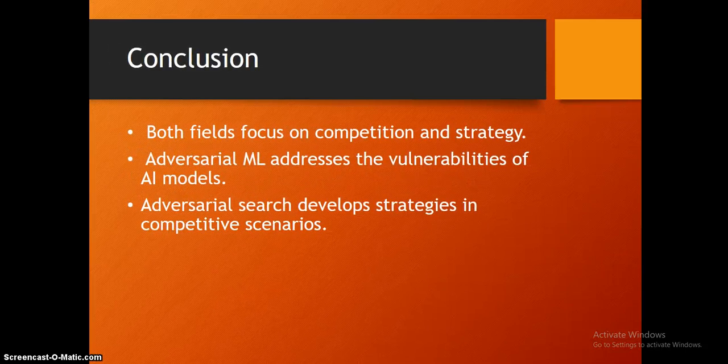In conclusion, adversarial machine learning and adversarial search both focus on strategies to deceive an opponent. Adversarial machine learning deals with protecting AI models from deceptive inputs, while adversarial search is about winning in competitive environments like games. Understanding both fields is essential for developing flexible AI systems.